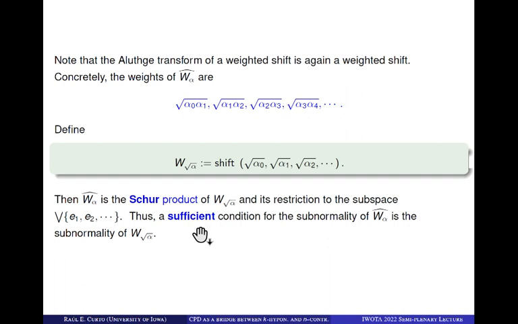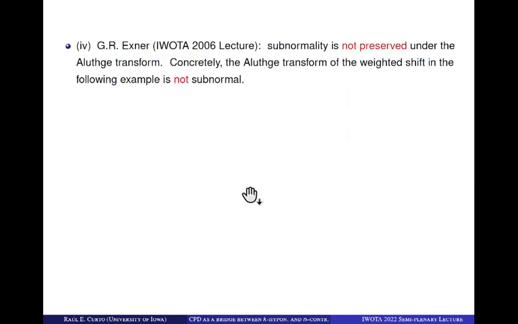A sufficient condition for the subnormality of the Aluthge transform is subnormality of the square root shift. I should say right off the start that the subnormality of W alpha and the subnormality of the Aluthge transform of W alpha are not equivalent, right? So here we have a sufficient condition for the subnormality of the Aluthge transform in the subnormality of this, but this is not equivalent to the subnormality of W alpha either.